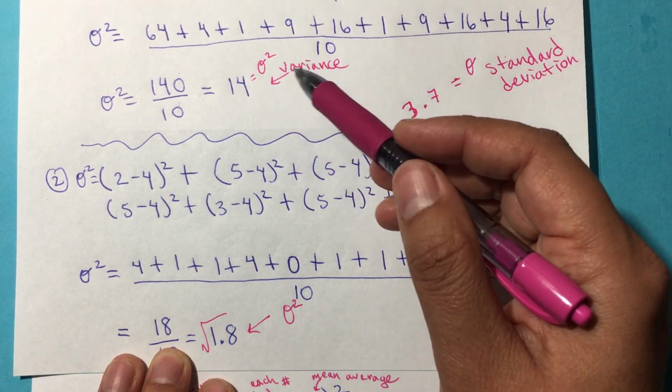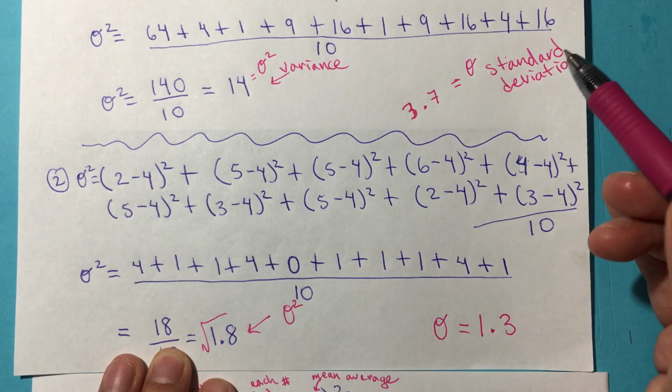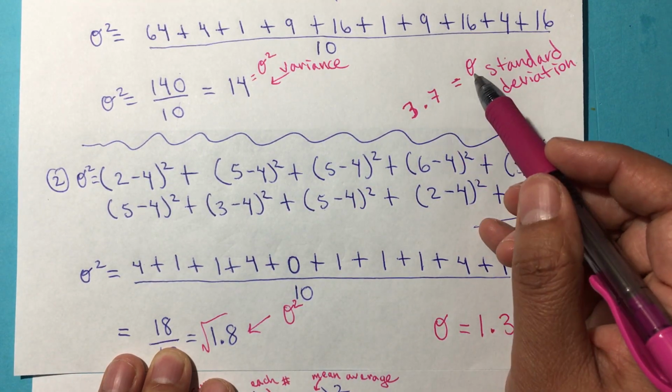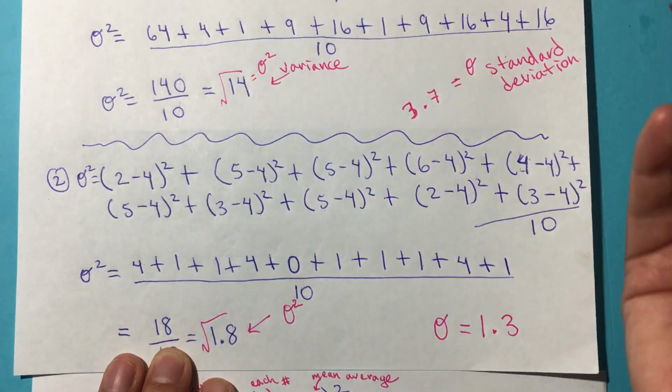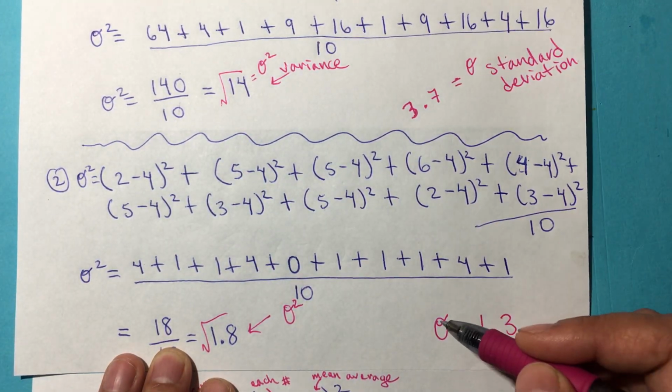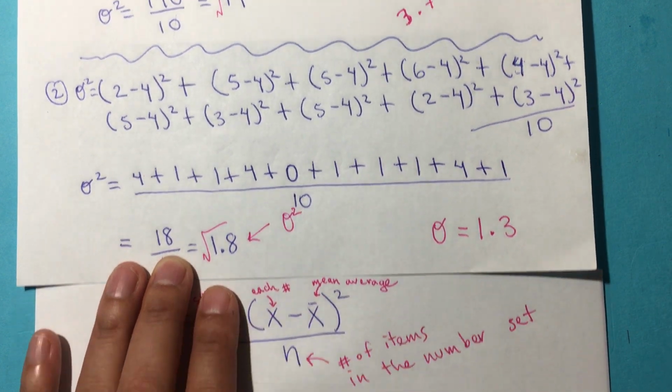Same here. That's the variance, which is represented by sigma squared. But in here, for the standard deviation, you just took the square root of that, to get sigma, or the standard deviation, which is 3.7.